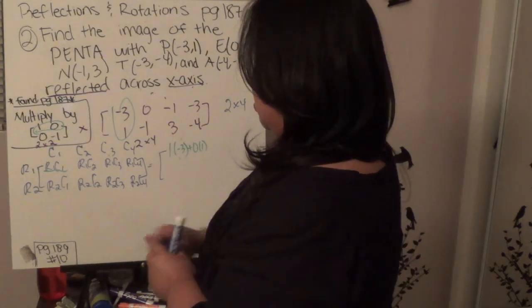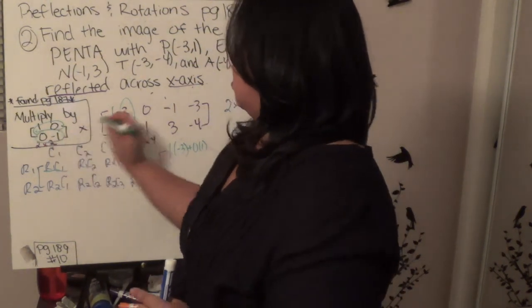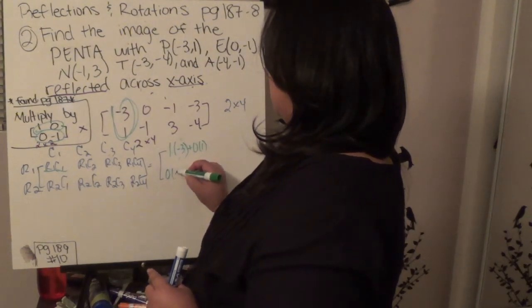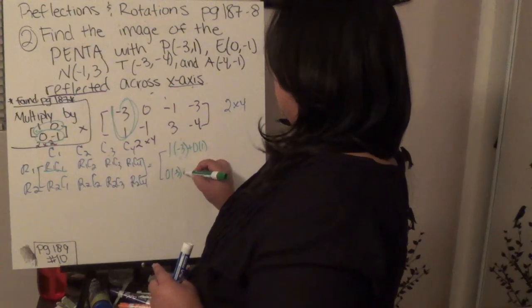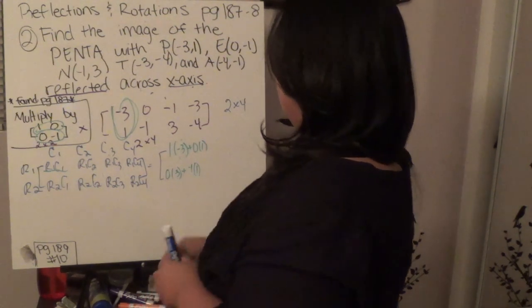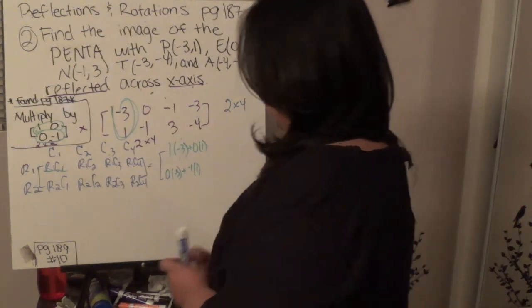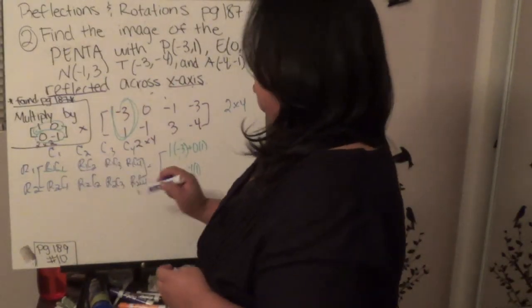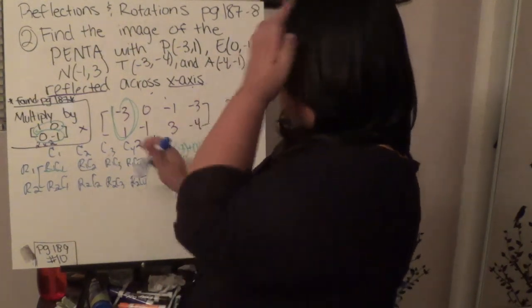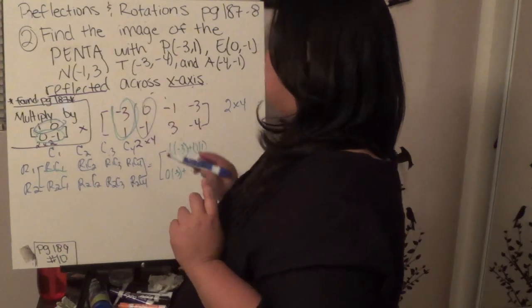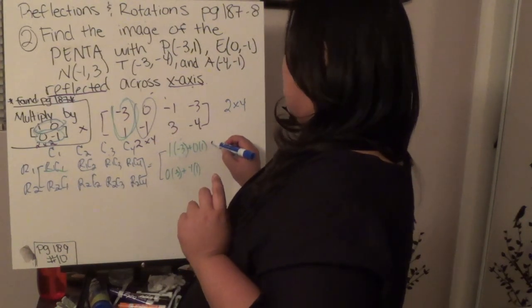Next one is going to be row 2, column 1. So 0 times negative 3 and plus negative 1 times 1. Next is, oh, we did that. Now we're going to do row 1, column 2. So row 1, column 2.